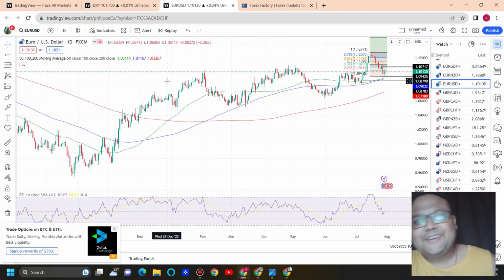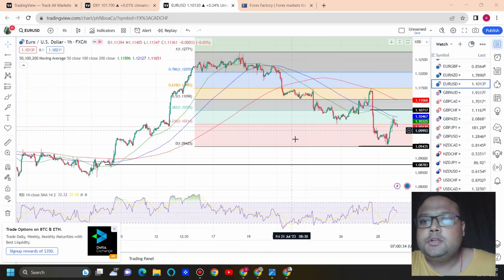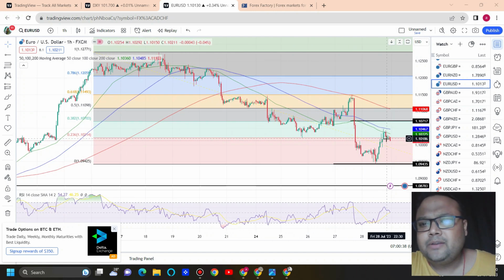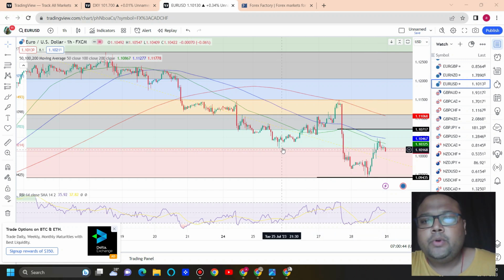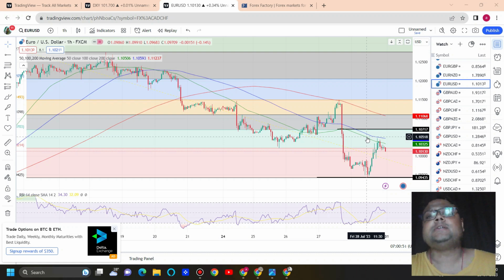Anyways, you can see here euro dollar closed at 1.1013. This is the last traded price here, and we can see that FIBO 23.6% more or less worked, because along with FIBO 23.6, we also had previous support acting as resistance. We also had moving averages, 50 and 100 moving averages acting as dynamic resistance for the market.